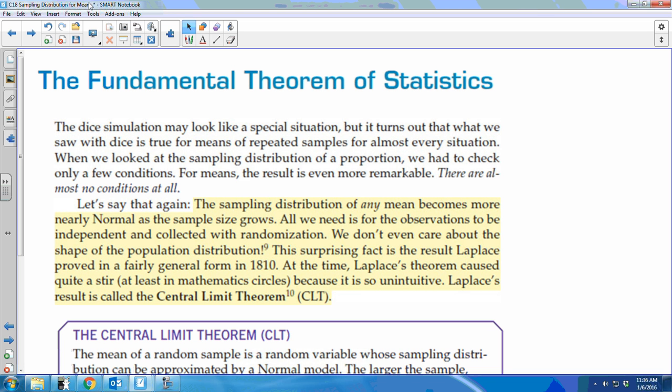So here we go. The central limit theorem. We talked about it a little bit yesterday, proportions. All right. We're going to focus more in on that today.